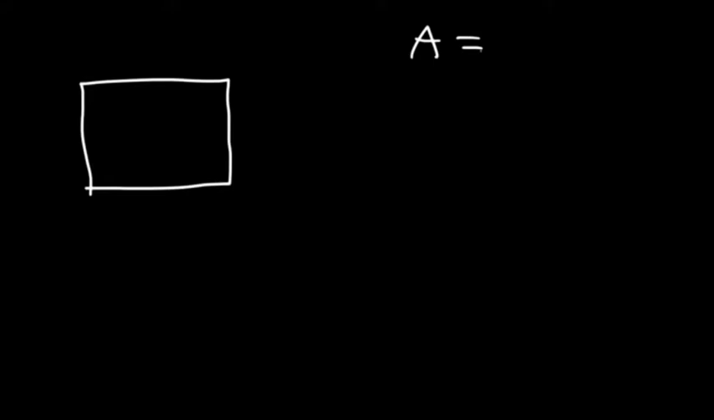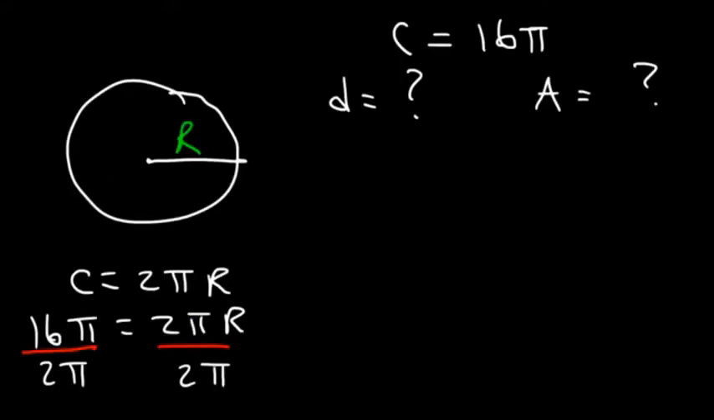So what we need to do is divide both sides by 2 pi. So 2 pi divided by 2 pi is 1. Here the pi's cancel. So the radius is 16 divided by 2, so it's 8 units long. If you have the radius, you can easily find the diameter. The diameter is twice the length of the radius, so it's 16 units. So now we can find the area, which is simply pi r squared. So it's pi times 8 squared, or simply 64 pi.